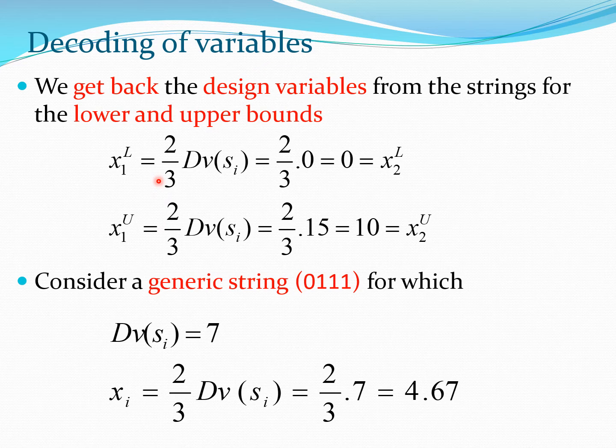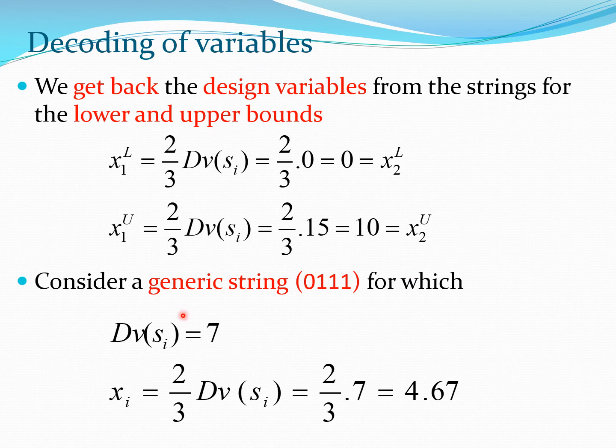So if we were to look at the two endpoints, x1 lower bound would be 2 by 3 times the decoded value of Si being 0, that would be 0. x1 upper bound would be 2 by 3 times the decoded value of Si, which would be 2 by 3 into 15, as we saw from the previous slide. So this becomes 10. So this is x2u. This is how you get back the design variables from the strings for the lower and the higher bound.